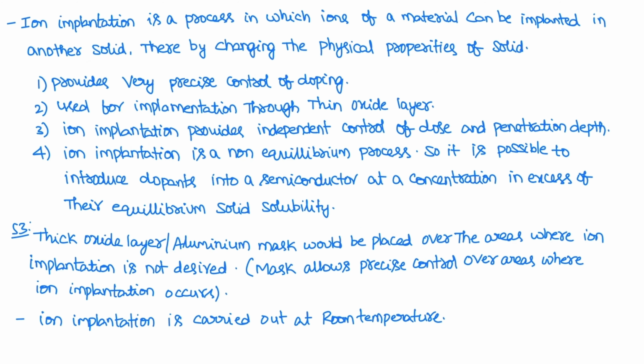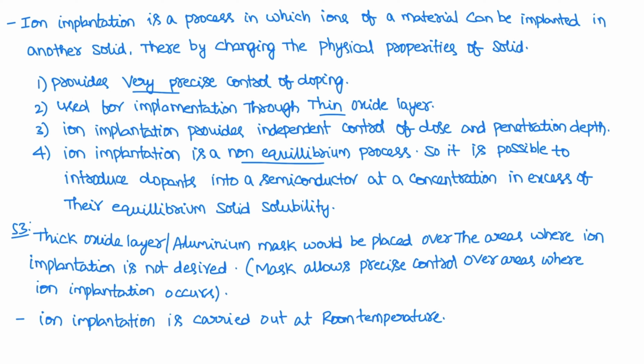Next, it is used for implantation through thin oxide layers. Ion implantation provides independent control of dosage and penetration depth. Ion implantation is a non-equilibrium process, so it is possible to introduce dopant into the semiconductor at a concentration in excess of its equilibrium solid solubility. Yes, ion implantation provides independent control of dose and penetration depth, and very precise control of doping is possible. It is used for implantation through thin oxide layers.